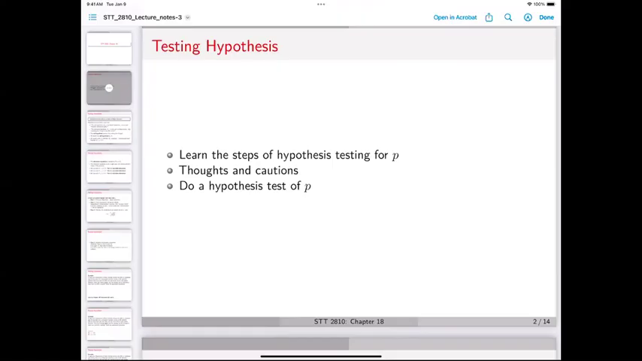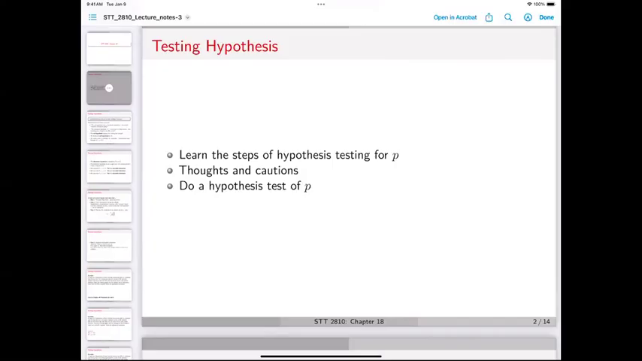This section is in two parts. We are first going to start with proportions. So remember, we learned proportions in chapter 16. We are going to build on them. So same idea, but we are just going to apply hypothesis testing on that.